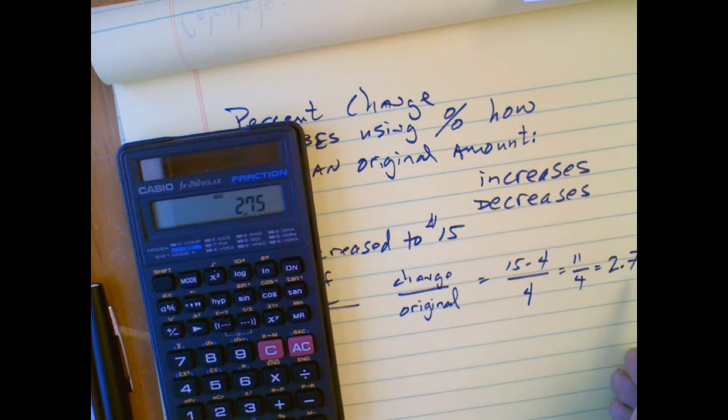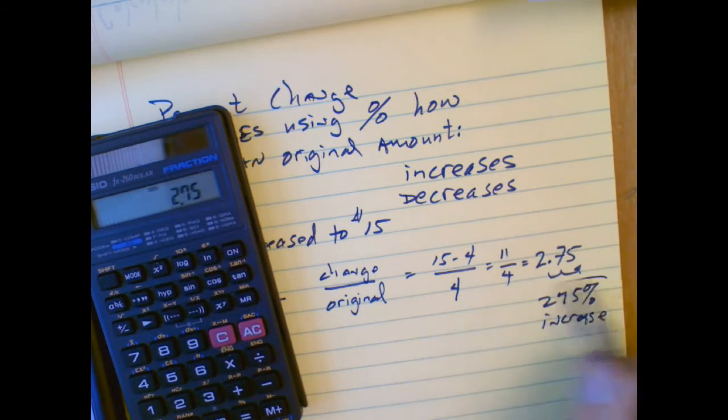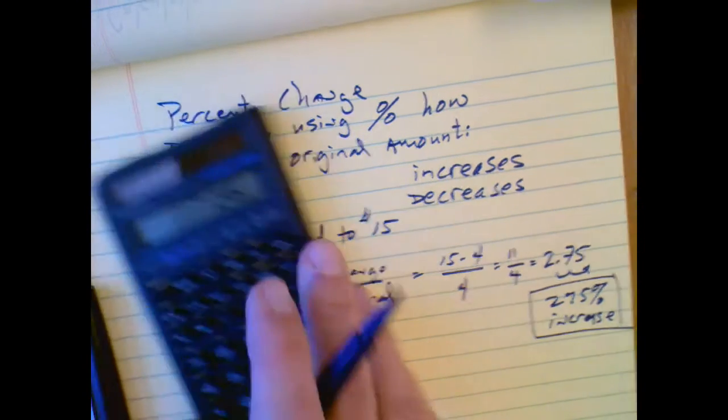So what is this as a decimal? So I go from a decimal to a percent. I just move it over 2 spots. So this is a 275% increase. Notice I put the direction of the change. So this is the percent increase.